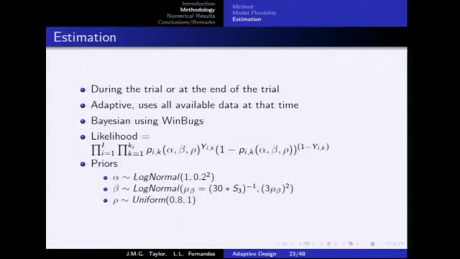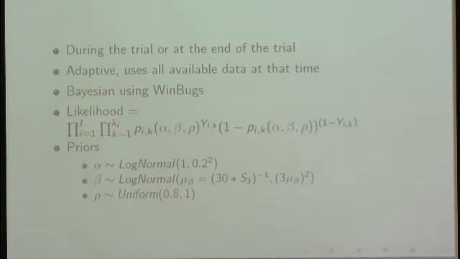And we're using WinBUGS. So the likelihood, because of the nature of the model, Markov, is just a product over subjects times a product over the cycles they've received data. Simple sort of likelihood, and various priors, which we could go into, but I'm not going to today.